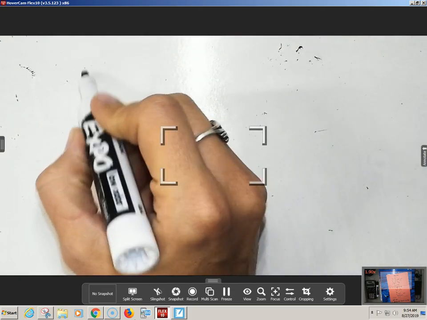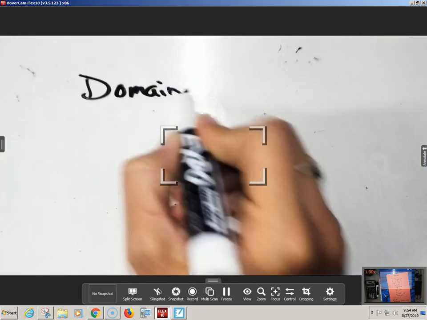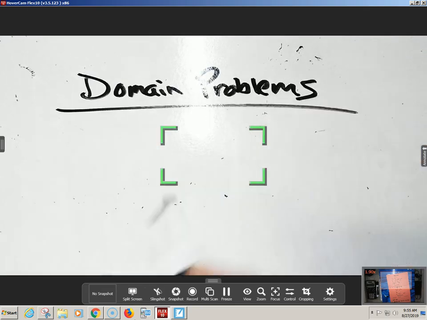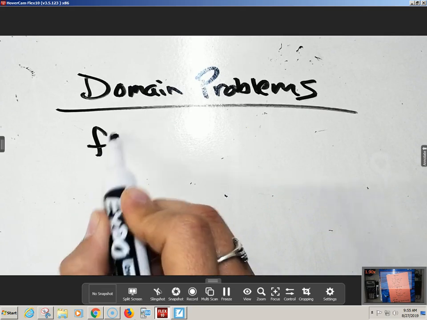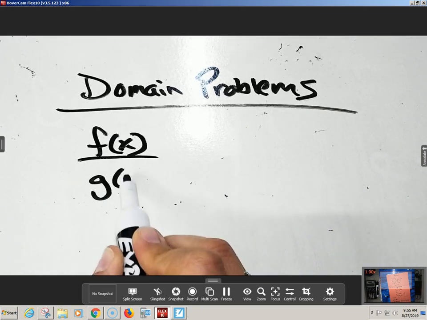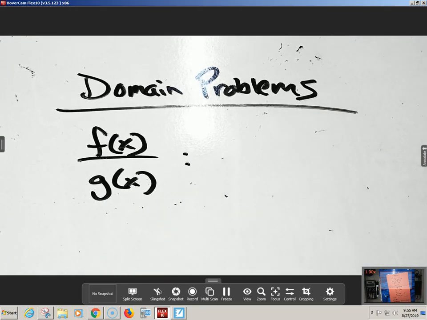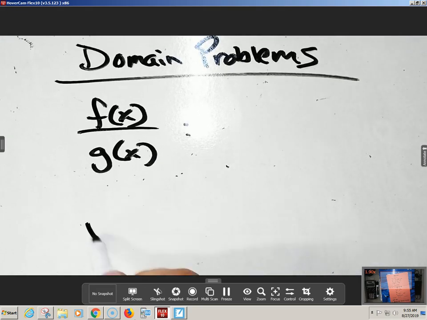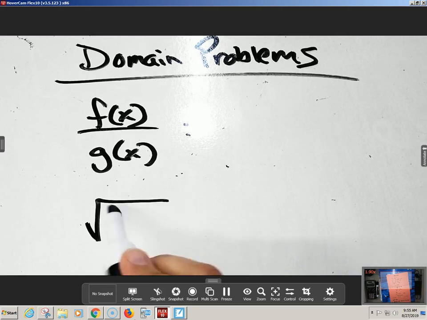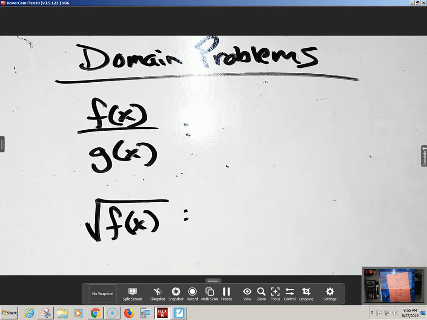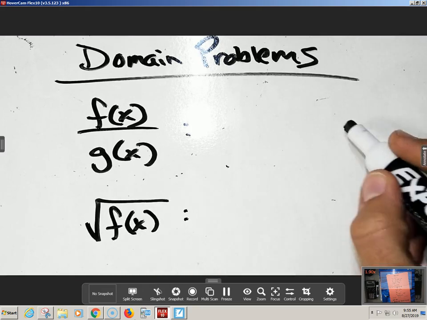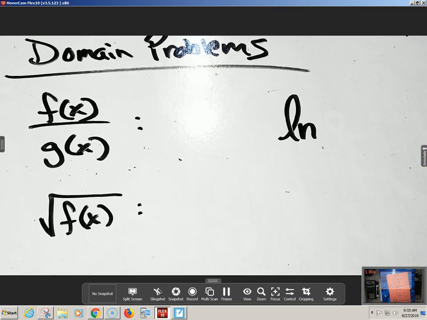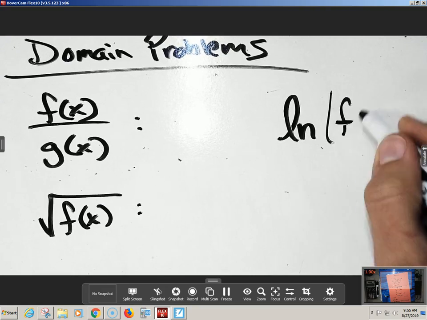Okay. What were the domain problems? Roots? Is that the only one? Okay, so we need to worry about denominators. So guys like this, right? They have a problem. And then you said roots? Okay. So guys like this. And then logarithms. Can I just use an ln? Because it's one of the most basic ones. Is that all right? Yeah. So ln of, wait a minute.